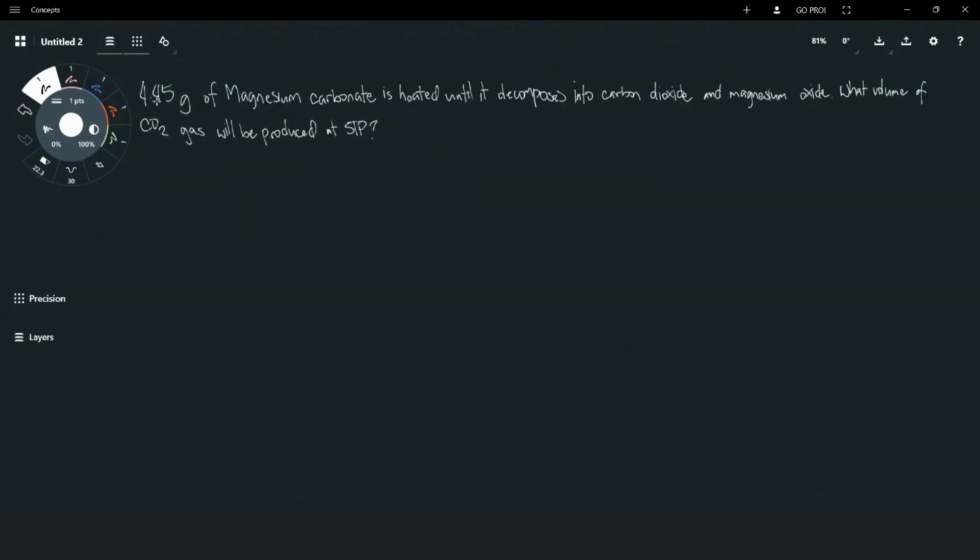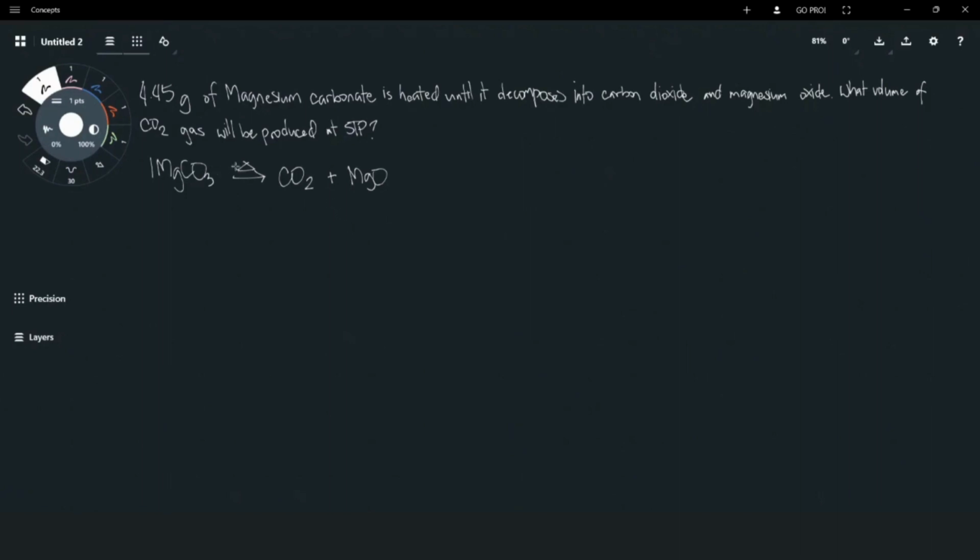In this next example, we have the problem: 4.45 grams of magnesium carbonate is heated until it decomposes into carbon dioxide and magnesium oxide. What volume of carbon dioxide gas will be produced at STP? Again, the first thing we will need is the balanced equation for this reaction, which in this case would be 1 magnesium carbonate decomposing into carbon dioxide and magnesium oxide.